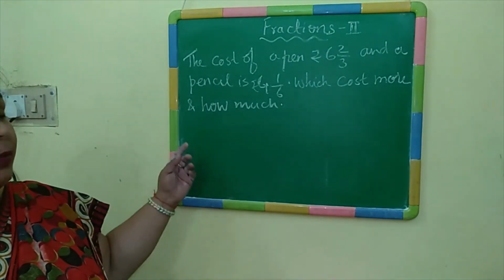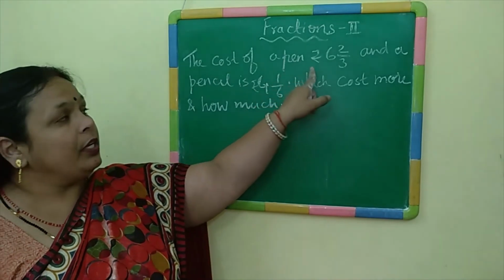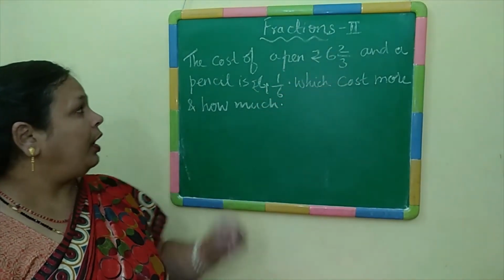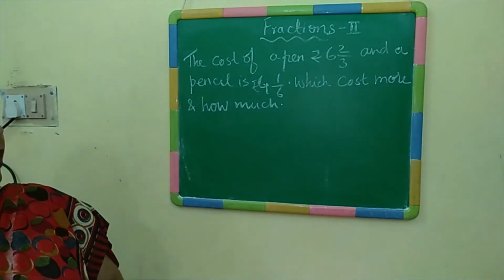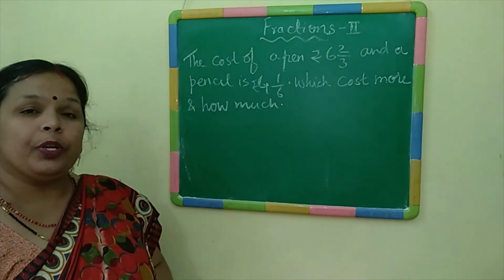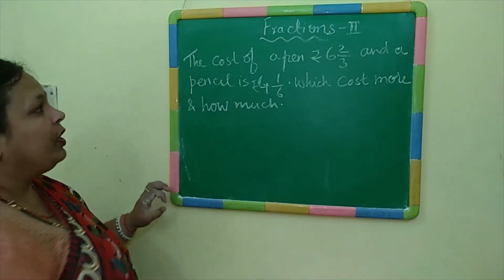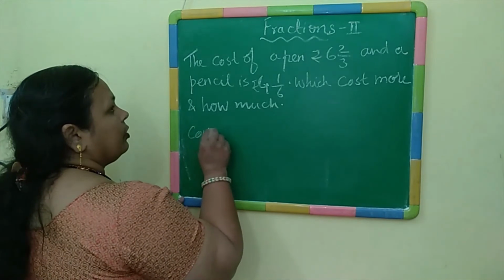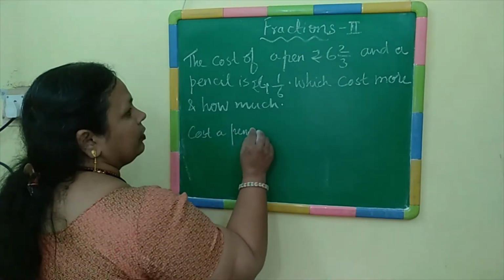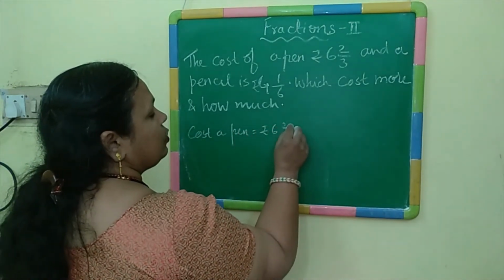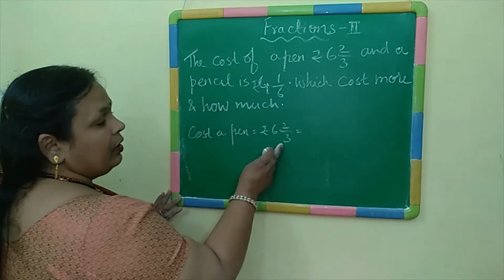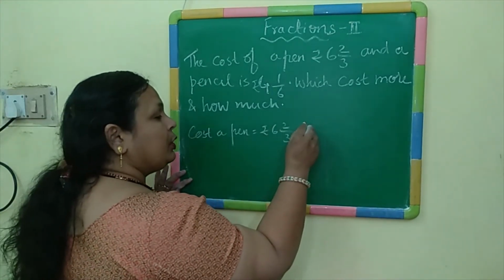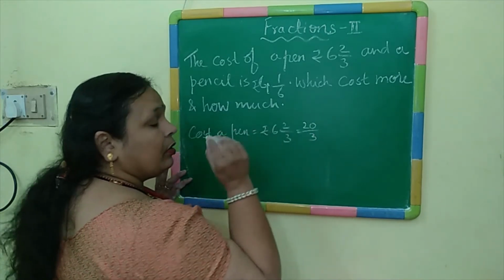Now we are going to take word problem. The cost of a pen is rupees 62 by 3 and a pencil is rupees 41 by 6. Which cost more and how much? So, cost of a pen, rupees 62 by 3. What is 62 by 3? 3 6s are 18, 19, 20, 20 by 3.